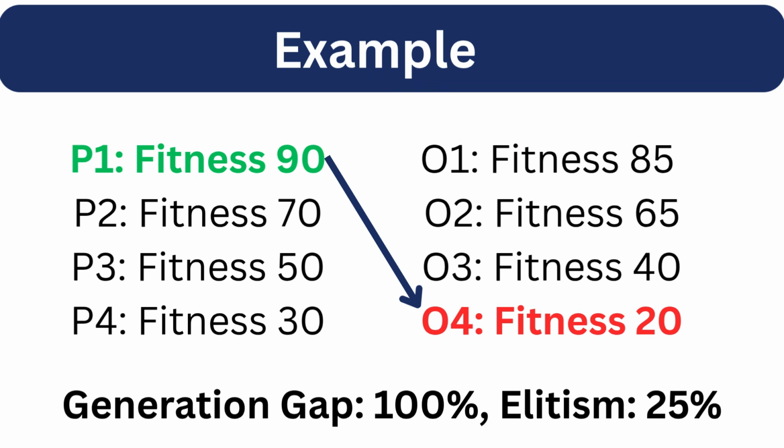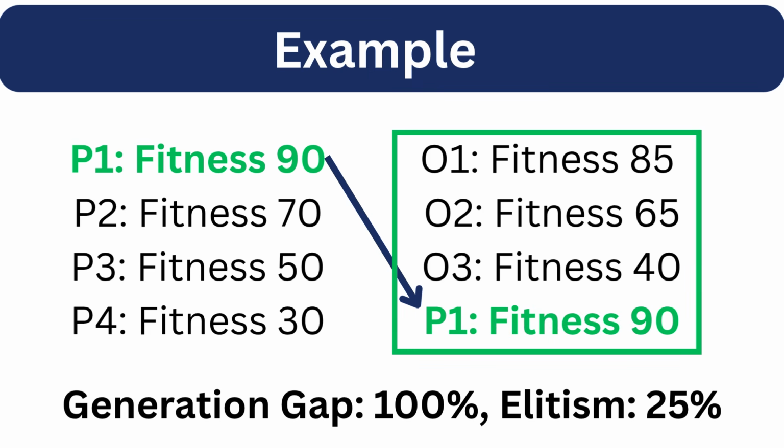Due to the elitism rate of 25%, the worst individual in the offspring generation will be replaced by the best individual in the parent generation. So we'll pass on the best parent P1 with the fitness of 90 to the offspring generation and replace O4, which has the least fitness, with P1. Now this would be the resultant generation after generation gap 100% and elitism 25%. All parents in the first generation are replaced by the offspring, but one parent was passed directly without alteration.